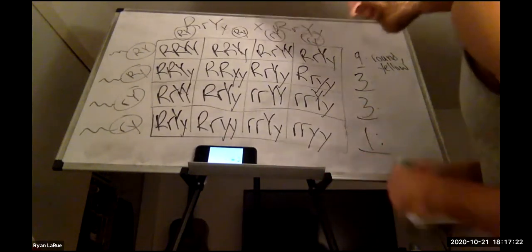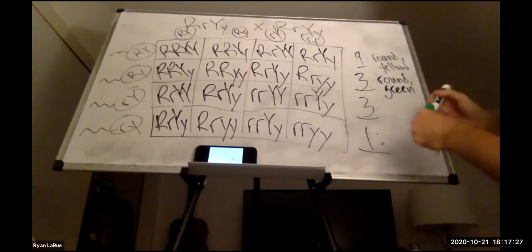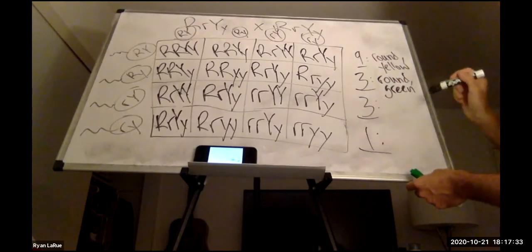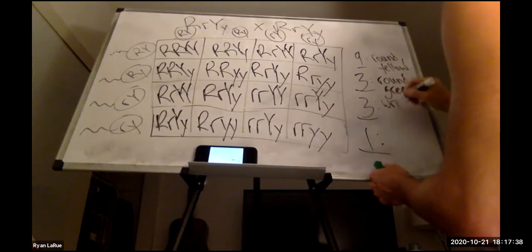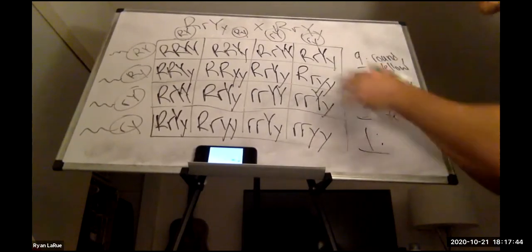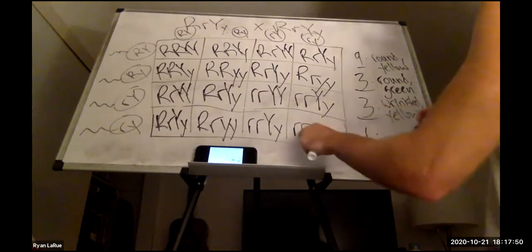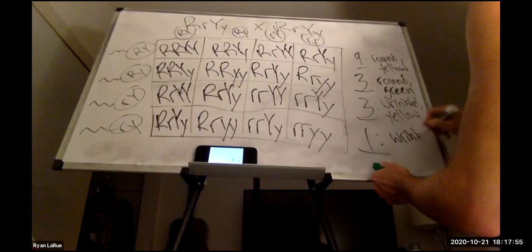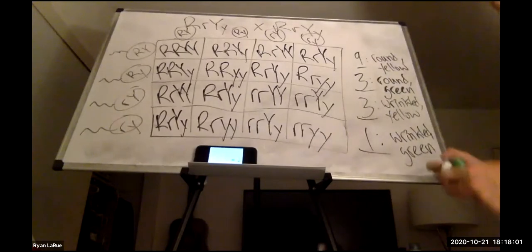3 of them are going to be round and green. So the recessive color, you're going to find 3 that have the dominant shape and then the recessive color. There's going to be 3 more that are wrinkled and yellow. And last but not least, you're going to have 1 out of the 16 that has both recessive traits, both recessive phenotype. It's actually this one here, little r, little y, wrinkled and green. You get that 1 in 16 chance that the offspring will be a wrinkled green pea producer plant.